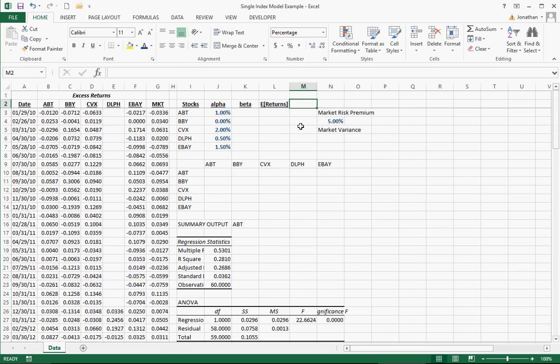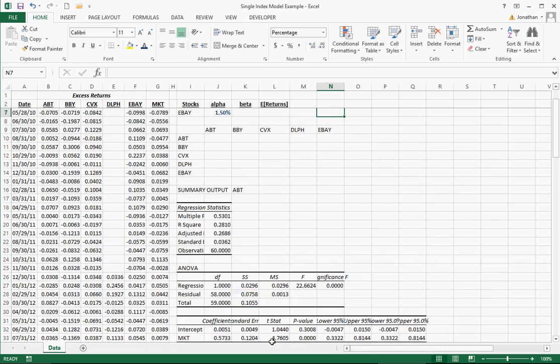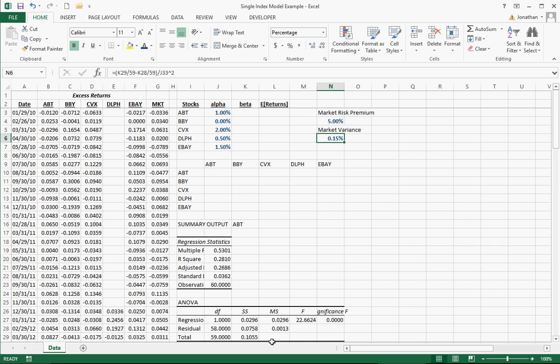The other way I can get to this is looking at the regression output, and I want you to be able to do this with the regression output. I would have here equal to the total sum of squares divided by 59, because there's 60 observations and 60 minus 1 is 59, minus the residual divided by 59, all divided by the beta squared, which is down here. Now that number is the monthly market variance. I still need to annualize this, so I'll multiply that by 12, and there's my market variance.